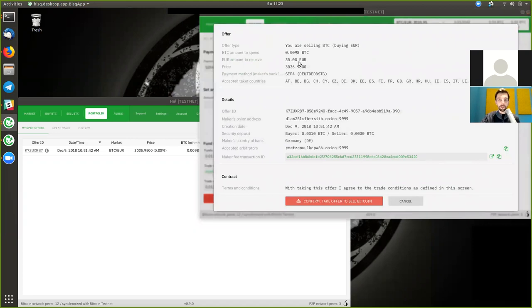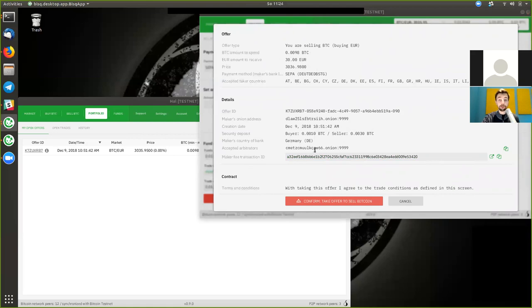And again, look over this page in detail and triple check that everything is correct. So Satoshi here is selling Bitcoin, which means he is buying euro. Exactly 0.0098 Bitcoin, which is 30 euros, at this specific price with the SEPA payment method. This is the hash or the order ID, the maker's onion address, that is Hal Finney right here, the creation date, and the corresponding security deposits, both of Hal, the Bitcoin buyer, and Satoshi, the Bitcoin seller.